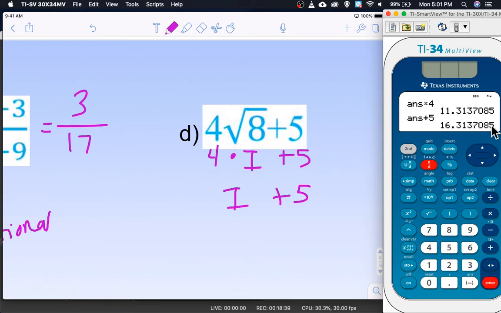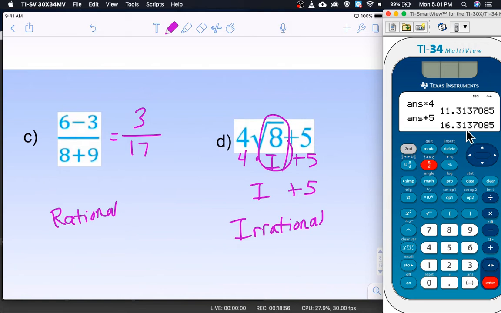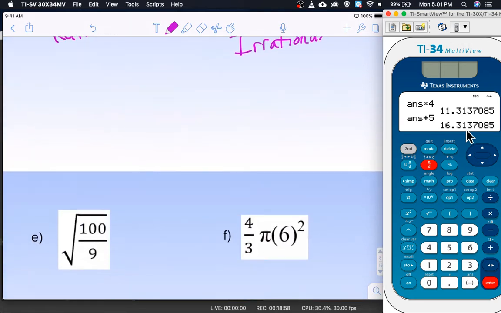The decimals aren't going away. I just made the whole number bigger. This is irrational, all because of that piece, because it started irrational and there's nothing in this problem to get rid of that irrational number. There are sometimes where you can, and I think we'll see one of those soon.